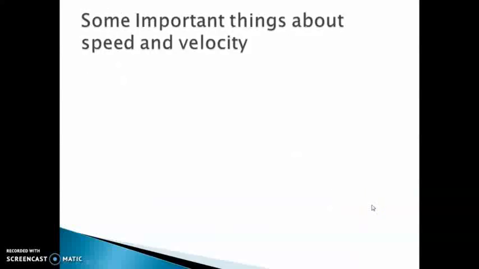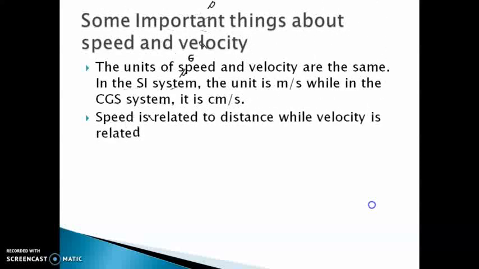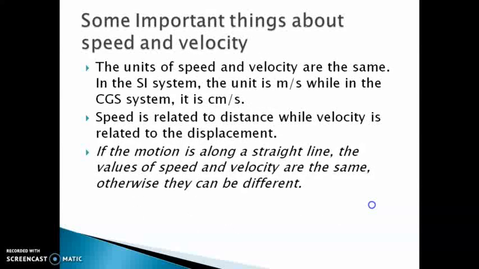Now let's see some important things about speed and velocity. As I already told you, the unit of speed and velocity are the same. In SI system, the unit is meter per second, whereas in CGS system, it is centimeter per second. Speed is related to distance while velocity is related to displacement. So as we know that displacement and distance are the two sides of a coin, so speed and velocity are also related. Then the next is, if a motion is along a straight line, the value of speed and velocity are same, otherwise they can be different.